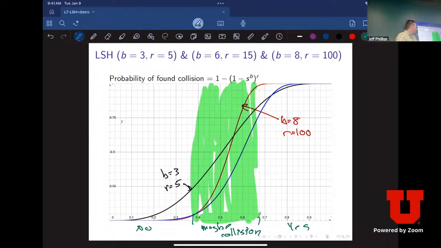And as I get more and more hash functions and tables, it takes a little bit longer. I have to look for r equals 100. I have to look in each of those individually to report everything. So I have to spend time proportional to r. The time proportional to b is in the pre-processing. Okay, and I can balance r and b to keep it steep, but move it back and forth a little bit.